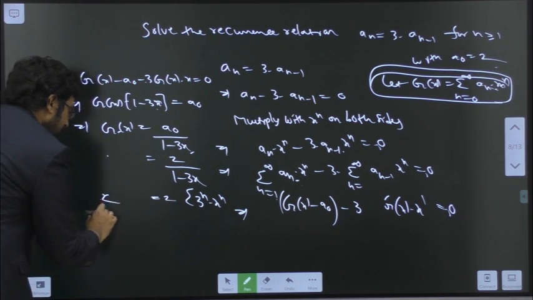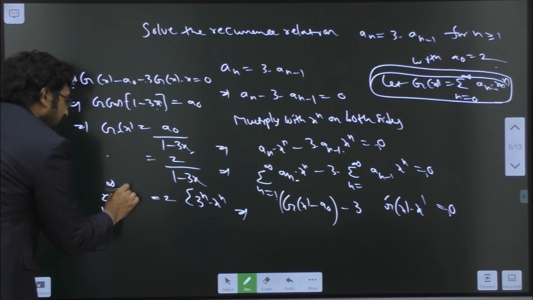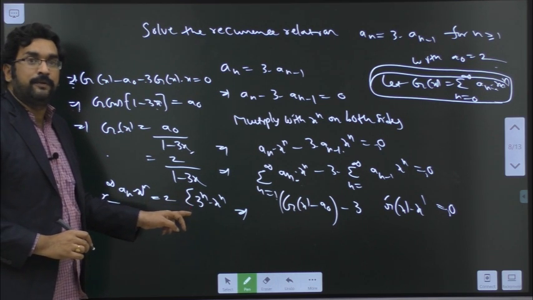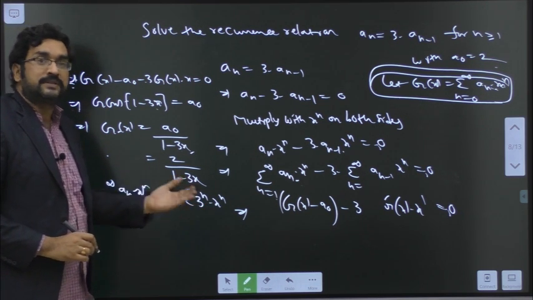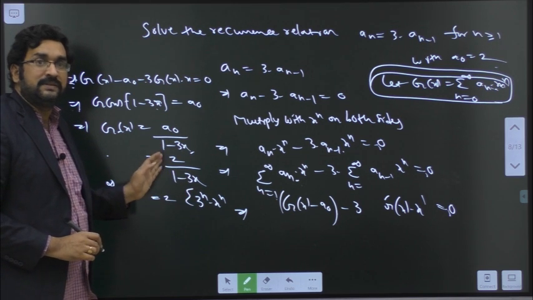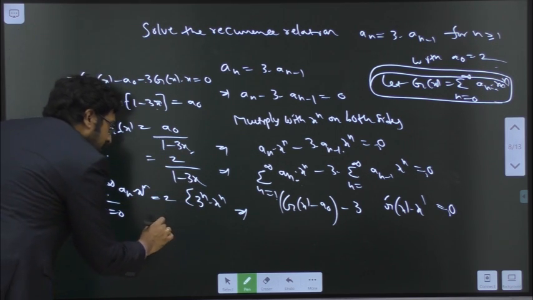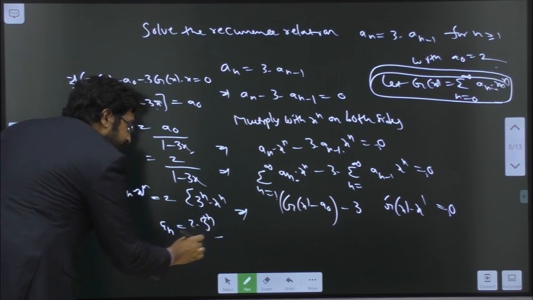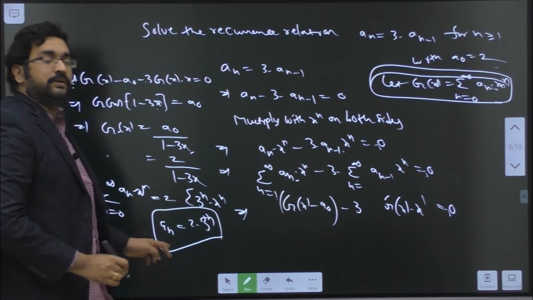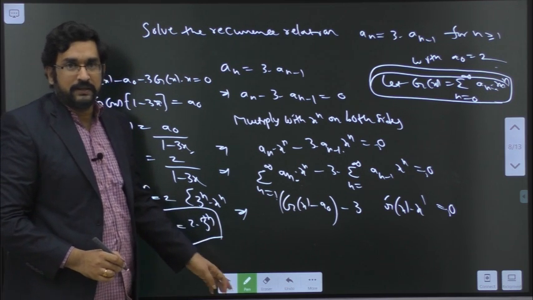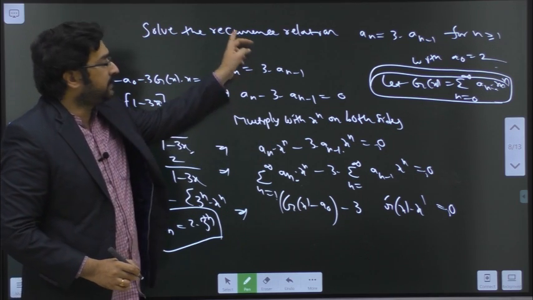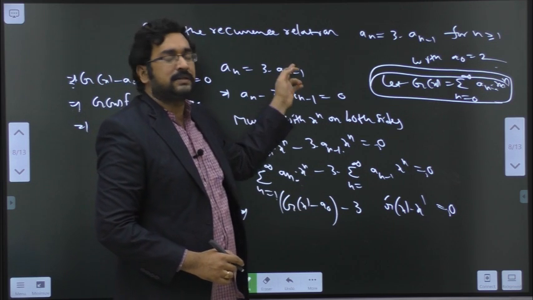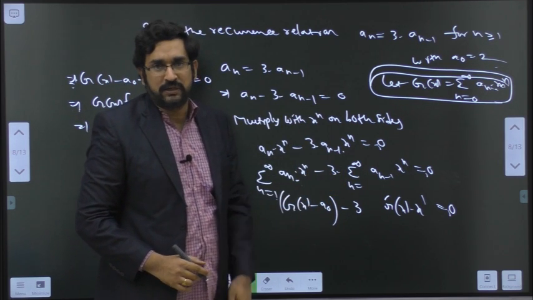So sigma n equal to 0 to infinity a n into x power n equal 2 into sigma 3 power n into x power n. So on both sides, take common sigma x power n. So finally we will get a n equal 2 into 3 power n. So a n equal 2 into 3 power n is the solution for the given recurrence relation. So in this way we can solve a linear recurrence relation using generating function.